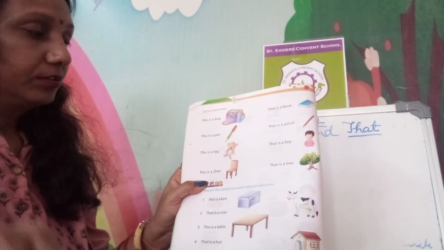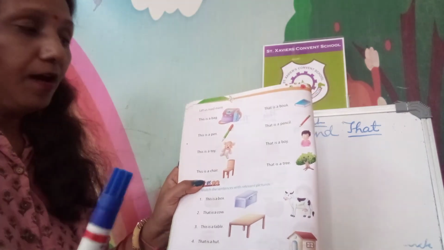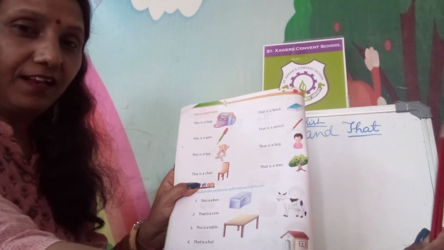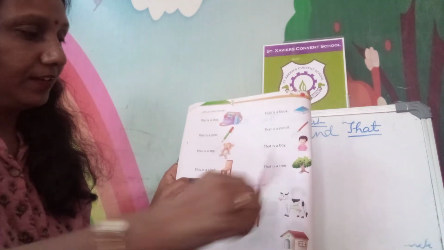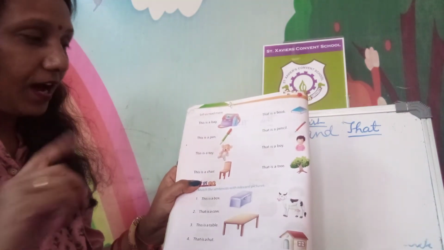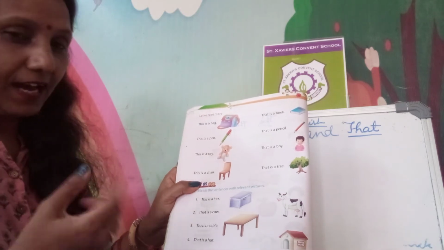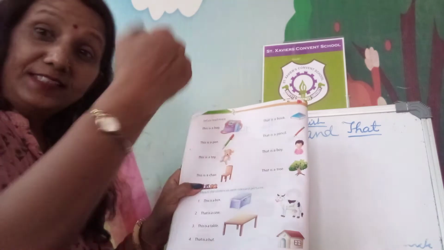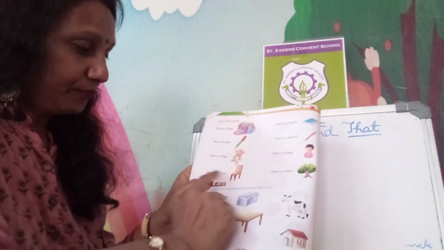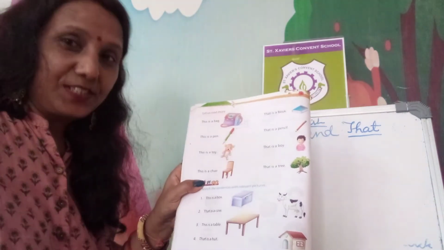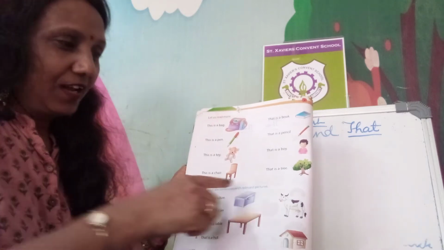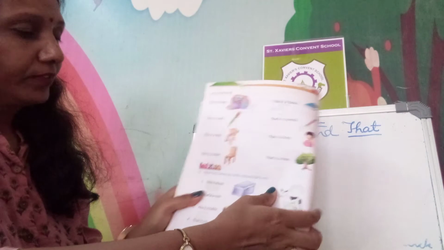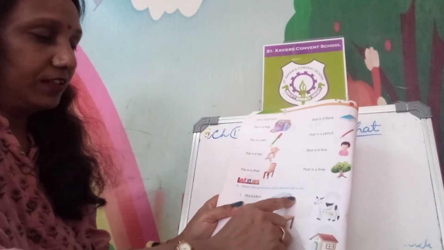Now this is a pen and that is a pencil. This is a toy. I am not having one, but you are having a toy. That is a boy. Now this is a chair. I am sitting on a chair. And that is a tree. That tree is far.